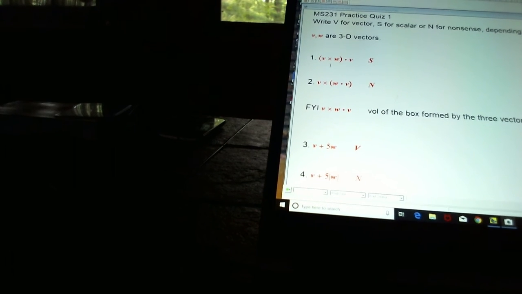You could sort of imagine it by thinking of v and w forming some kind of corner, and then the cross product of v and w is the third vector at a corner, and that vector is being dotted with v, so that's still a corner. So dotting perpendicular vectors is going to be 0.